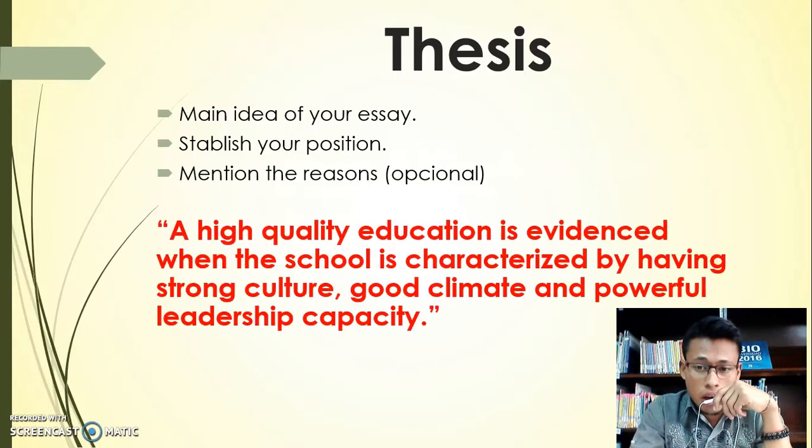So here is an example of a thesis, and it says: a high quality education is evidenced when the school is characterized by having a strong culture, good climate, and powerful leadership capacity. Okay, as we can see here, what I want is a high quality education, right? So I am showing my position there. I want a high quality education, but in order to see that, I need to have a strong culture, a good climate, and a powerful leadership capacity. I mean, my three arguments, my three reasons are the ones in purple.